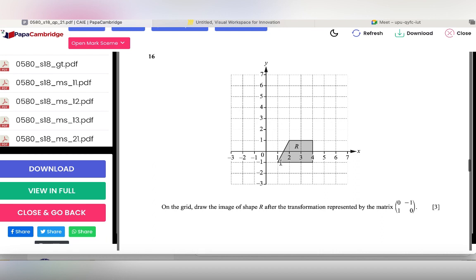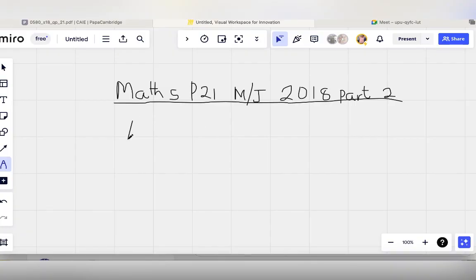Let's label the points A, B, C, D. The coordinate of A is 1, negative 1. We give every coordinate point a letter: we call here A, here B, here C, and here D. We want to do it in a different style, as you're going to see. We write the vector of A: 1, negative 1.